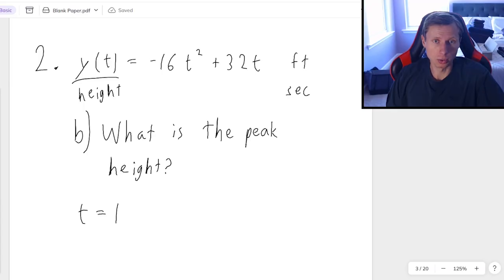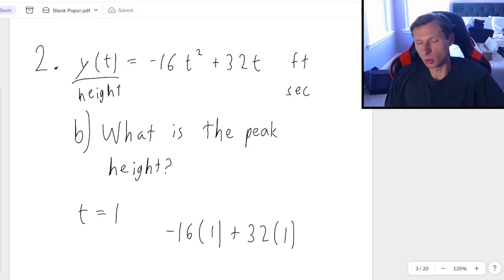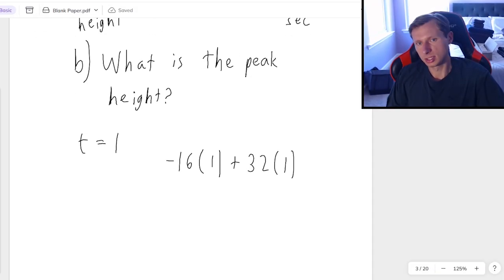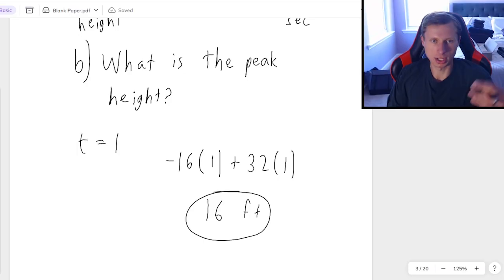All I have to do is plug in 1 into the original function right here. So negative 16 times 1 plus 32 times 1. Don't even need a calculator for this. It's going to be positive 16. And the units are feet, not feet per second, because we're still talking about a position, a height.